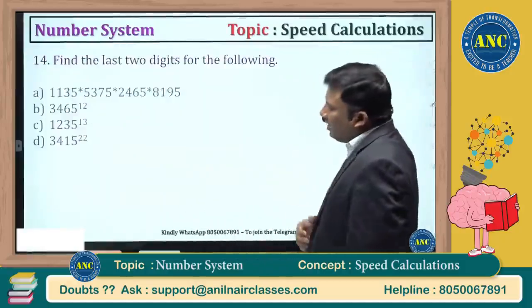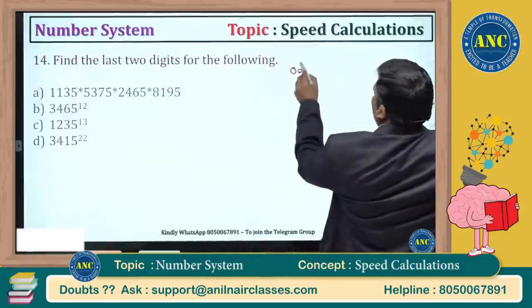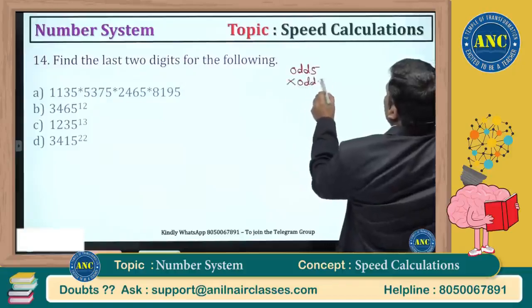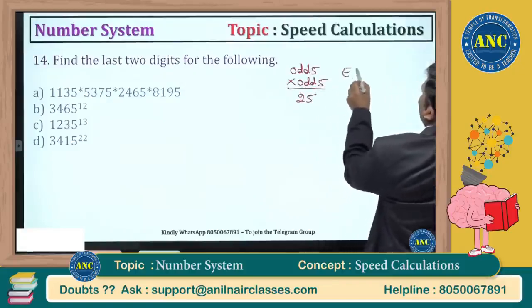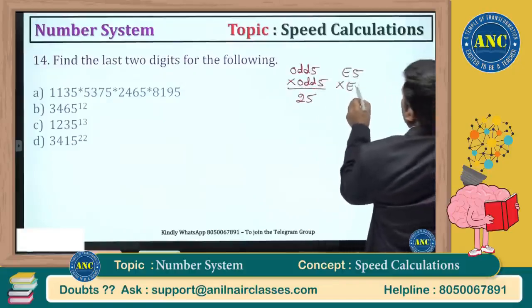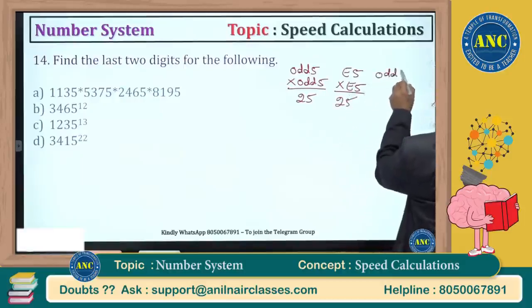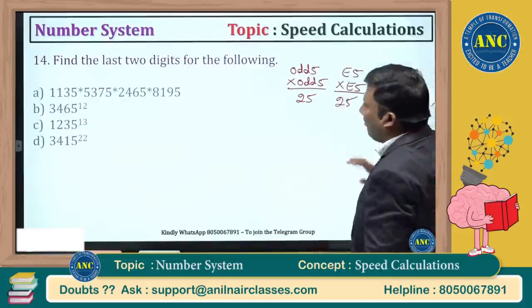Now, we already discussed all these concepts. What is that concept that we discussed? Odd 5 into odd 5, 25. Even 5 into even 5, 25. Odd 5 into even 5, 75. Solve it very, very fast. These four we already discussed.